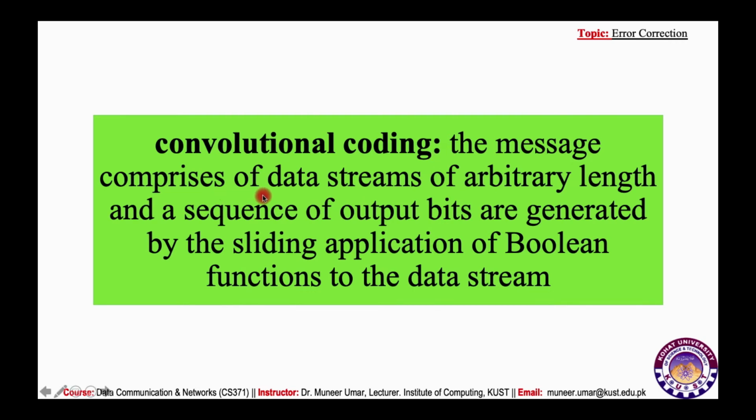The message comprises data streams of arbitrary length, and a sequence of output bits are generated by the sliding application of Boolean functions to the data stream. So, in this mechanism, the algorithm deals with a stream of bits, and that stream would have an arbitrary length of bits, or variable length or random length, and the sliding application generates the error correction codes continuously.